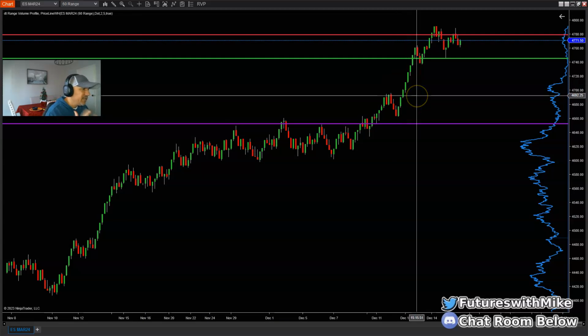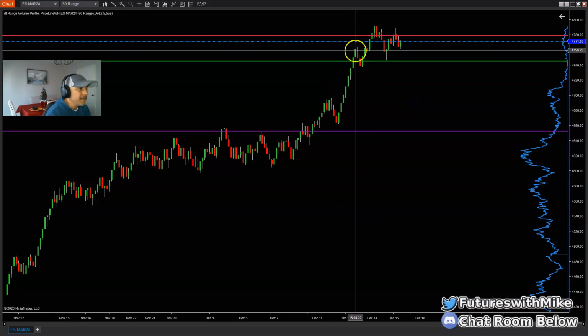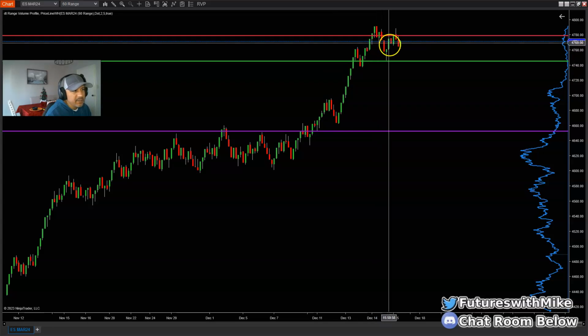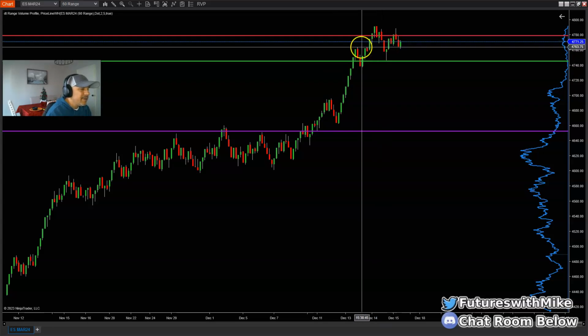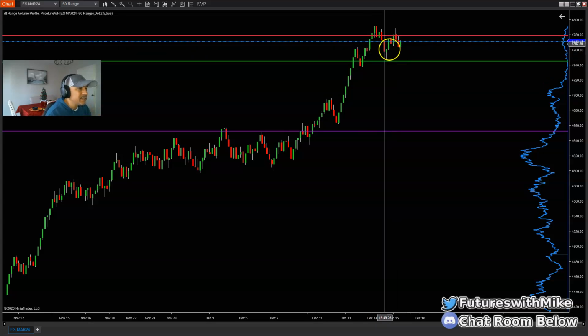So the only type of trades I would be looking to take on the ES would be longs right now. Made a high, higher low. We're between this high and this low. So right now, I'd be looking just to take longs because the market hasn't really broken any areas of structure on the higher time frame to the downside. So we're still bullish.